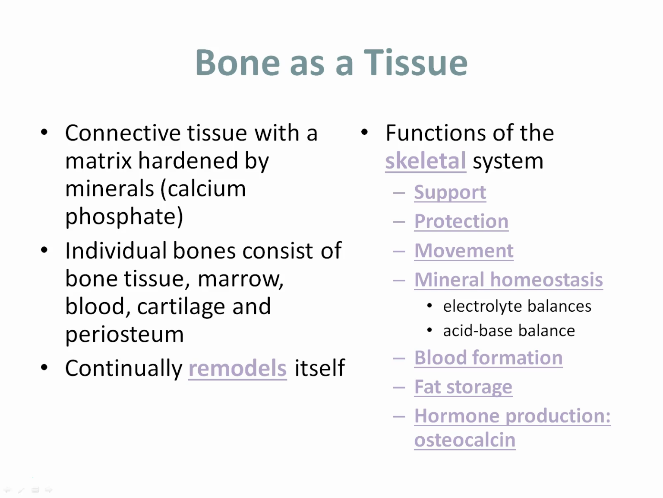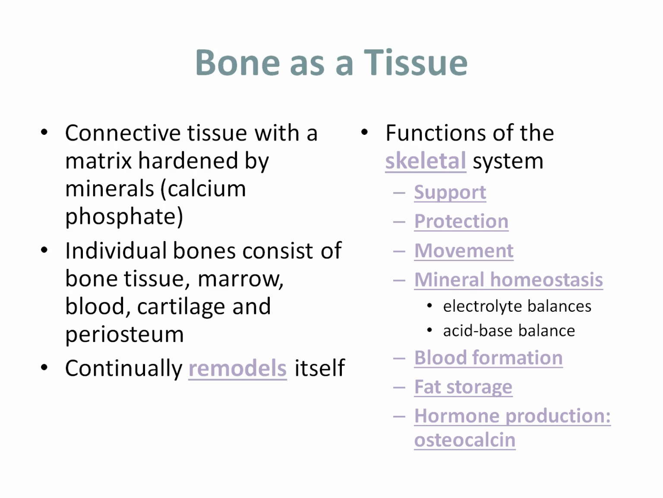Bone as a tissue is a type of connective tissue. All connective tissue has a matrix. This matrix is hardened in bone by minerals, specifically calcium phosphate. Individual bones consist of bone tissue, bone marrow, blood, cartilage, and periosteum. Bone continually remodels itself. It's always adapting to the stresses that we place on it.